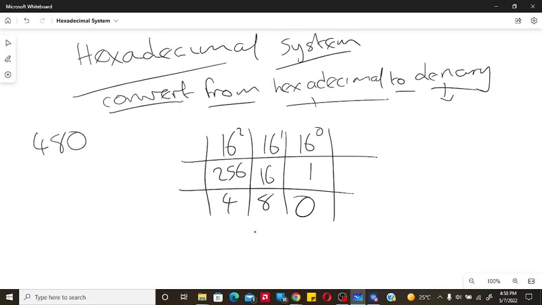8 by 16 is 128. 256 by 4 is 1024. 1 by 0 is 0. Then you can simply add now. 1024 plus 128 results in 1152. And as I showed in the previous video, converting 1152 to hexadecimal was 480, and this time I've converted 480 from hexadecimal to denary.